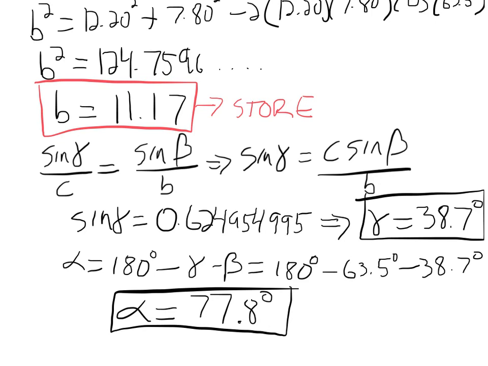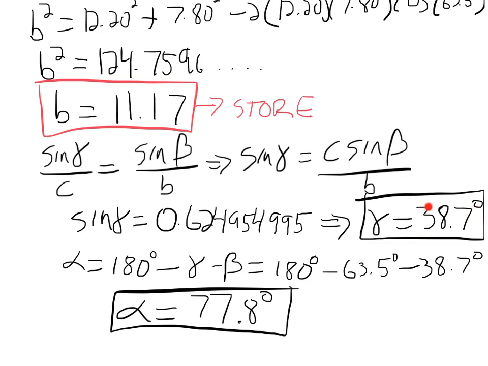Now the answer in the key has 11.2 instead of 11.17. And I believe our rounding is more appropriate because of the information to the nearest hundredth. And they also didn't use the complete information, so they have approximations.